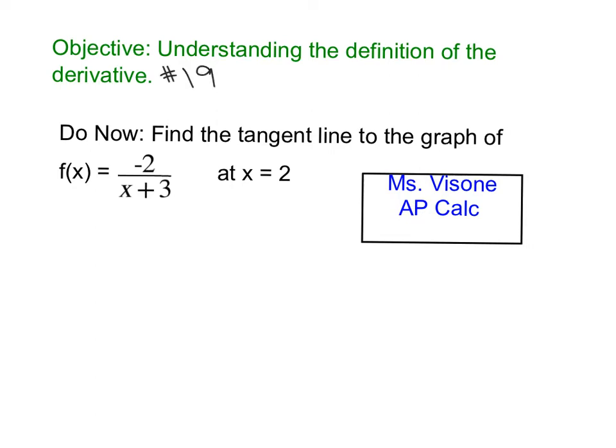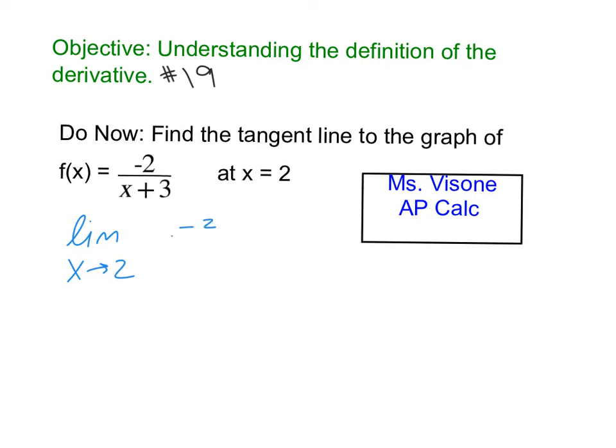We're talking about the definition of the derivative again today. All right, so start by finding the tangent line to the graph at x equals 2. So like before, you could either do the limit as h approaches 0, or the limit as x approaches 2. I think it's a little easier and faster to do x approaches 2 when you're given a number.